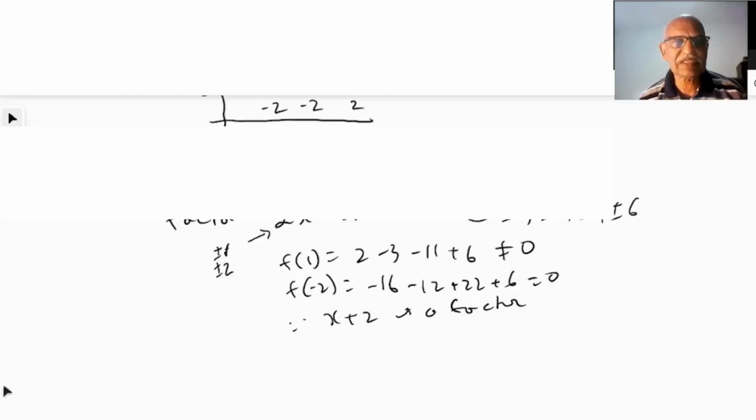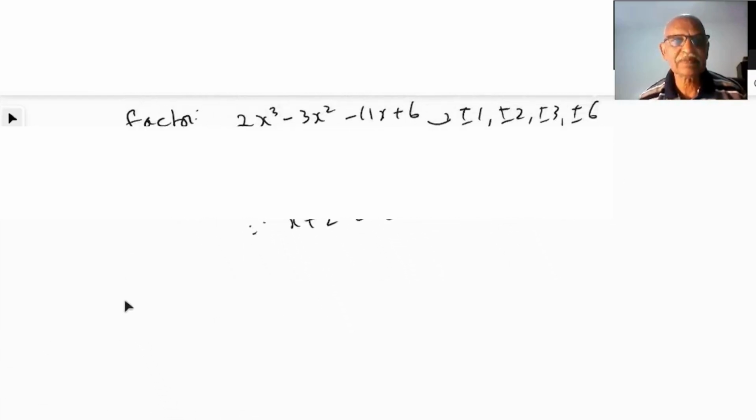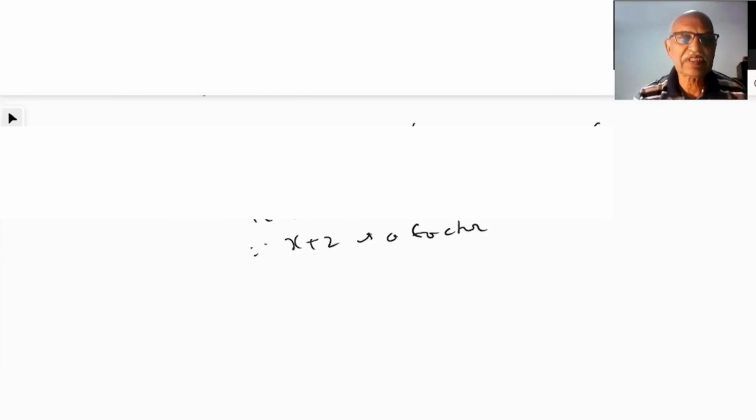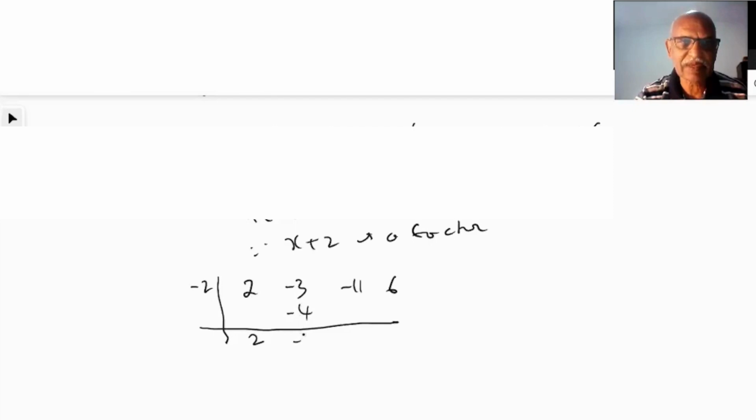I do synthetic division. I write the coefficients first: 2, minus 3, minus 11, positive 6. I write minus 2. The first one comes down. 2 times minus 2 is minus 4. I add: minus 7. Minus 7 times minus 2 is 14. I add: 3. 3 times minus 2 is minus 6. The last number must be 0.